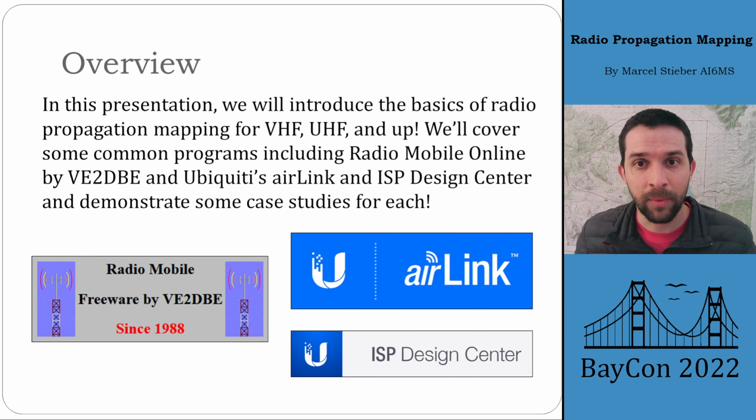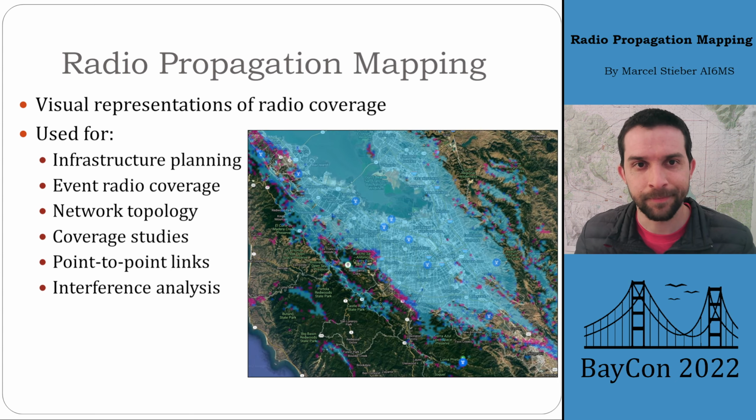So today we're going to be talking about the basics of radio propagation mapping. We'll be focusing on the higher frequencies, so VHF, UHF, and up. And we'll also cover some of the common programs that I like to use. One is Radio Mobile Online by VE2DBE, and the other is Ubiquiti's free airLink and ISP design software available online. We'll do a couple of demo use cases for each of these as well to show you what these programs can do and how they might help you in your next project.